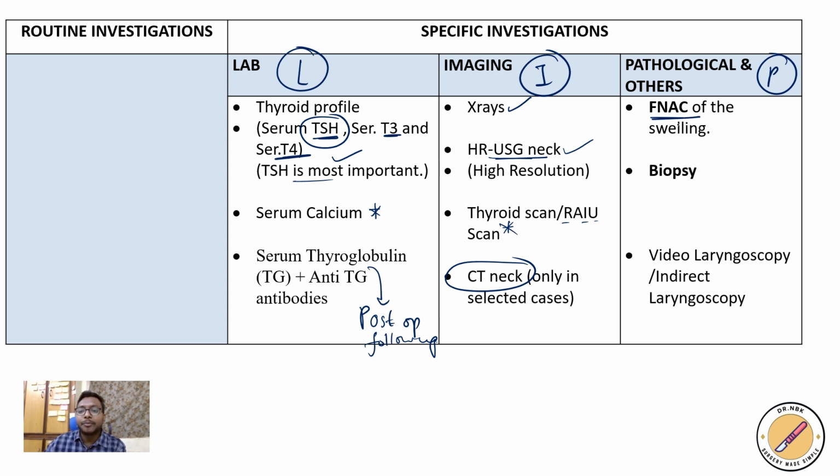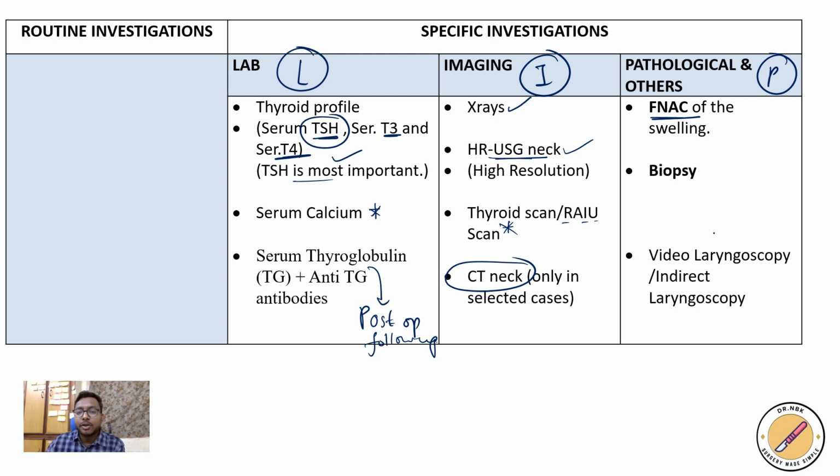First one is FNAC. We have discussed in parotid that we don't go for biopsy because there may be chance of iatrogenic facial injury. Here also, except in very few conditions, we will not go for biopsy. FNAC is the preferred pathological investigation. Biopsy is done in only three important conditions that we will discuss subsequently.